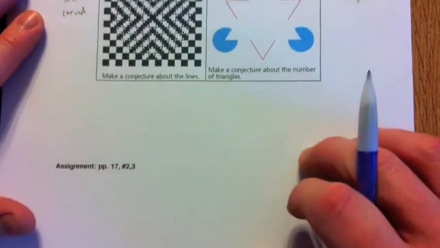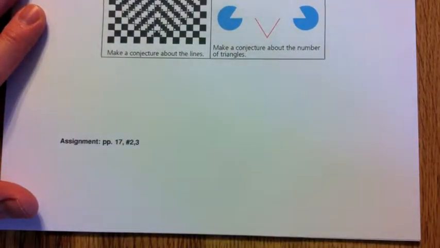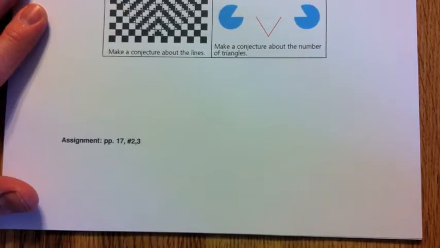And so today you are going to work on an assignment exploring some common misconceptions and pitfalls in making conjectures on page 17, numbers 2 and 3.